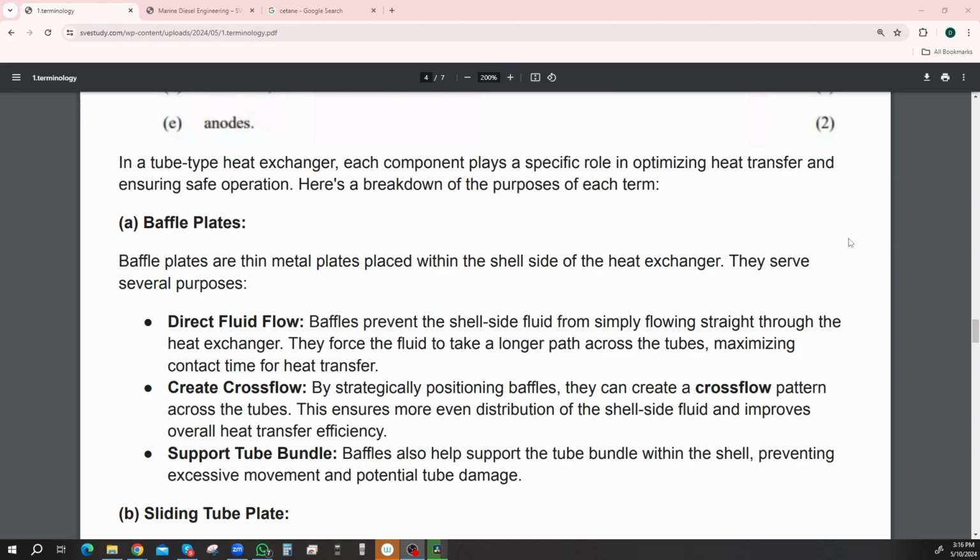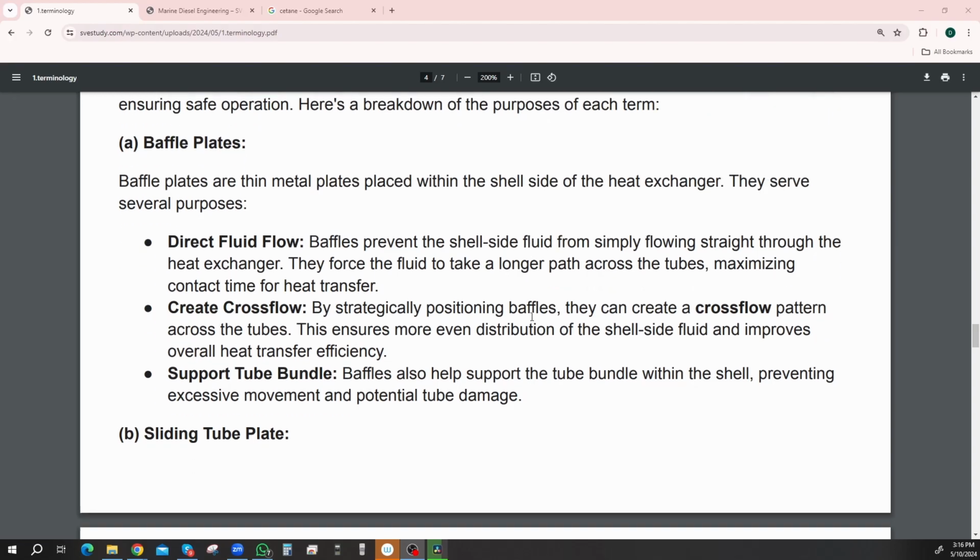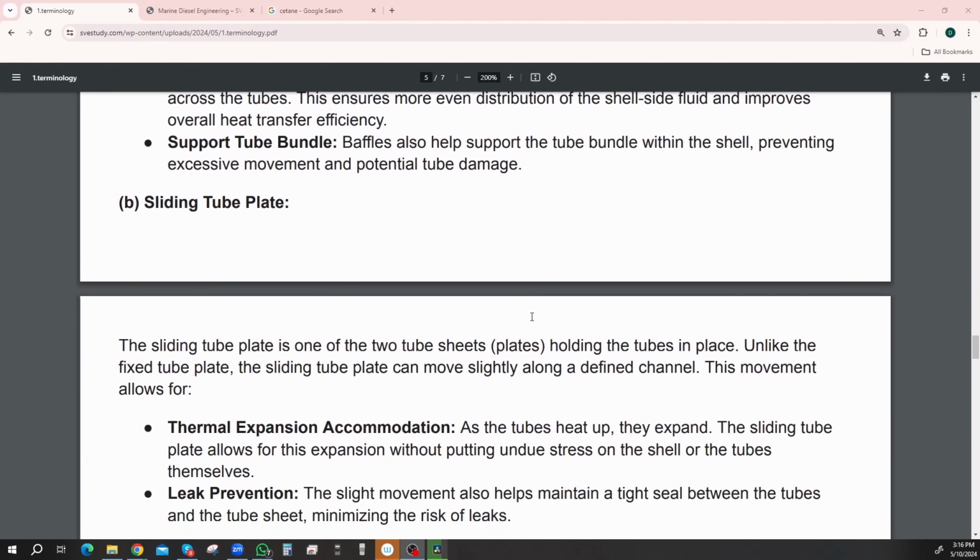Can create crossflow. By strategically positioning the baffles, they can create a crossflow pattern across the tubes. This ensures more even distribution of the shell side liquid and improves overall heat transfer efficiency. Shell side. Are you talking about shell side? Are we talking about hull? No. I have to look it up. Support tube bundle. Baffles can also help support the tube bundle within the shell, preventing excessive movement and potential tube damage. Okay, so they add a bit of structural integrity to it as well because they're plates.